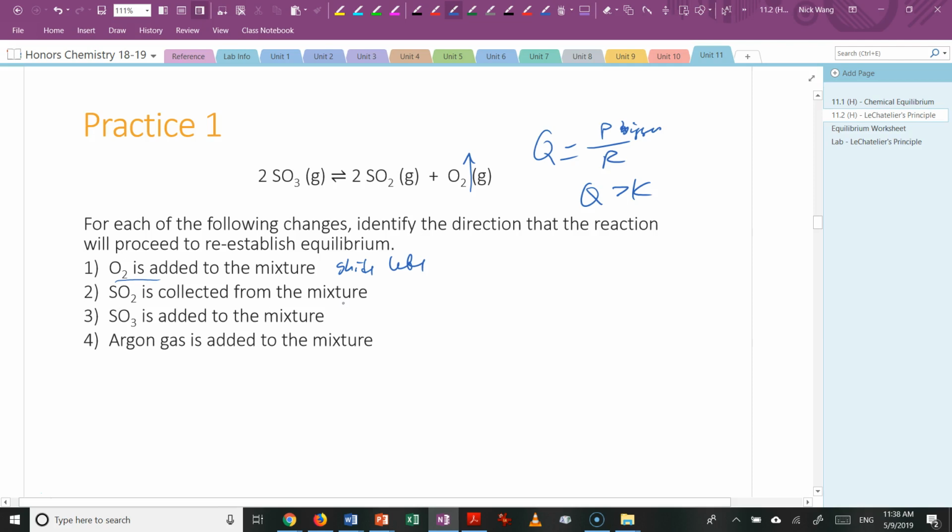SO2 is collected from the mixture, so I've taken this stuff out. How do I stress it? Well, it's kind of like I dug out some of the right side, so it's going to shift to the right to reestablish equilibrium. So that's going to be shift right.